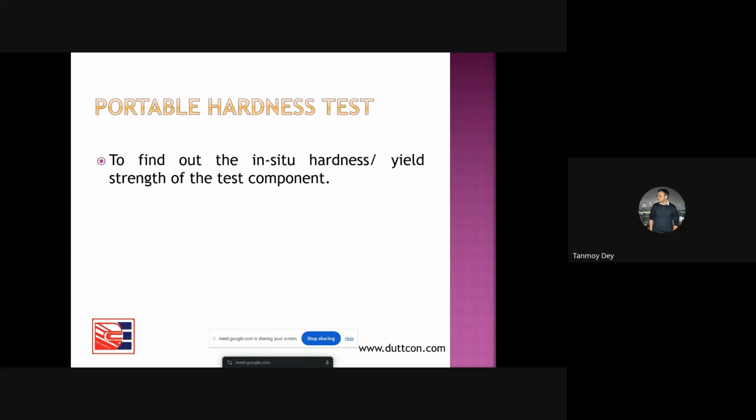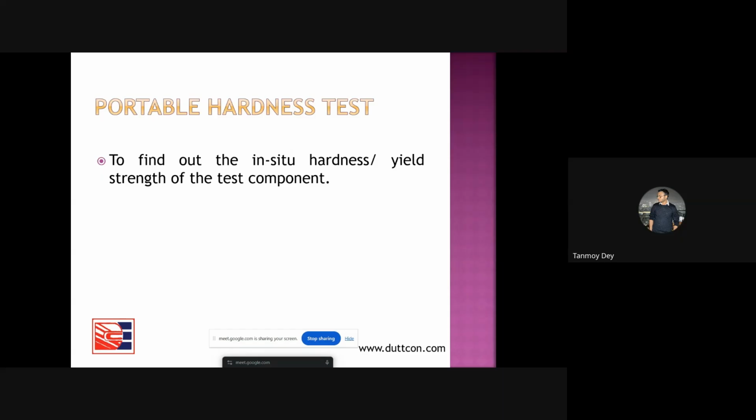Strength means, like in your RCC, we have compressive strength. In steel also, we have a UTS machine, meaning ultimate tensile strength machine. We find out the tensile strength, yield strength, as well as percent elongation. We calculate these three in this particular machine. But in a non-destructive way, how to do it?